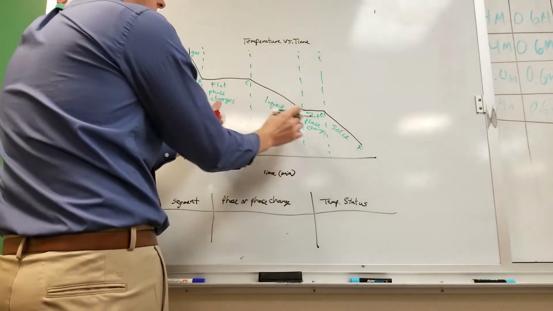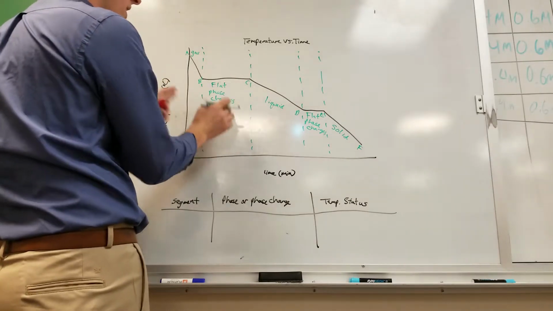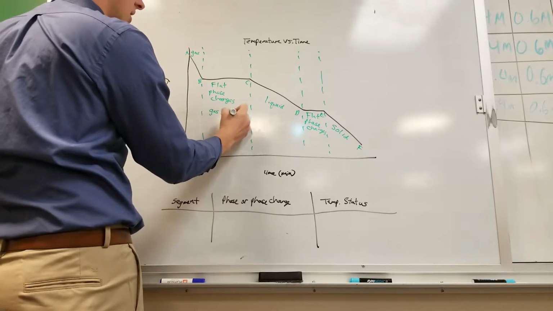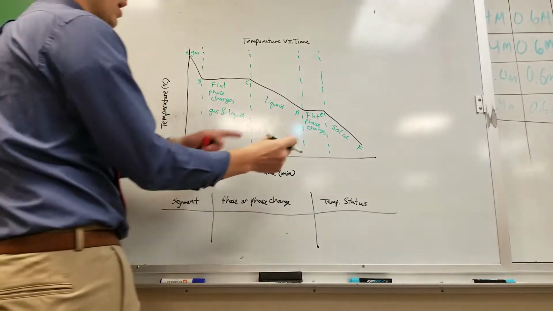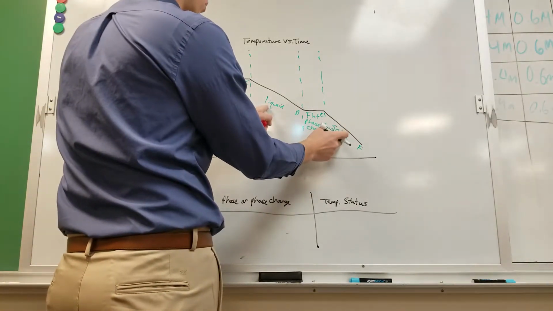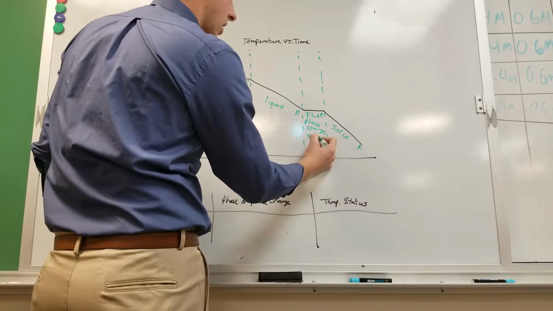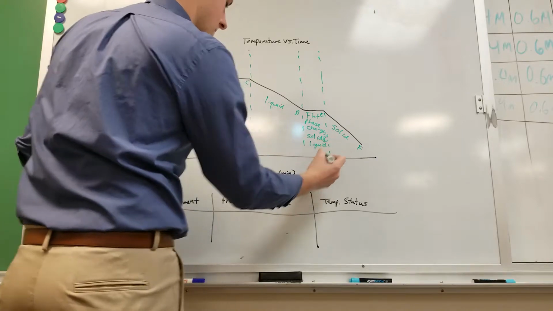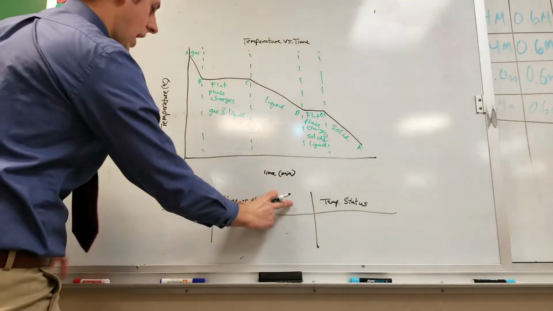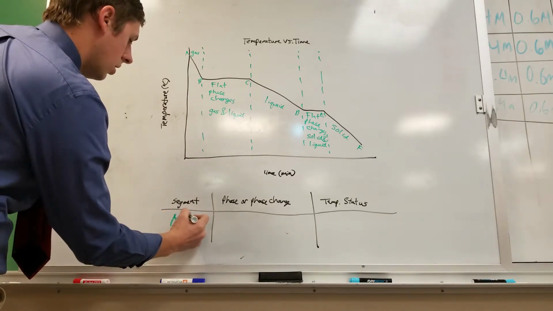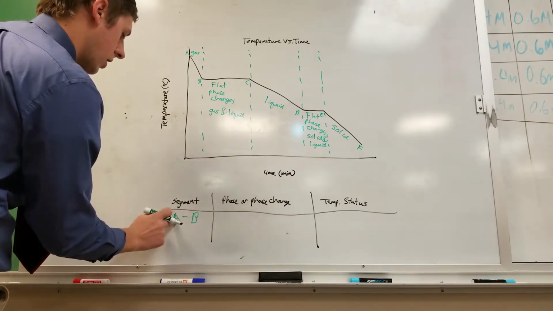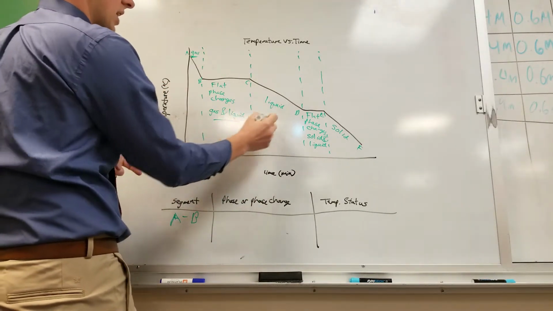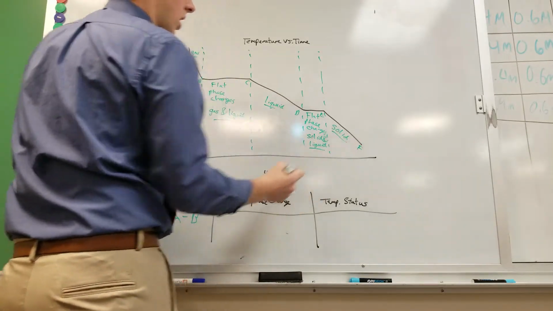Now, remember, in phase changes, we have two phases present. We have gas and liquid on either side, so this must be gas and liquid. And because we have solid and liquid on either side of this one, this must be solid and liquid here. And really, this is how you should have it. Segment should have been A to B. Phase or phase change, that's going to be these here. Gas, gas and liquid, liquid, solid and liquid, solid.